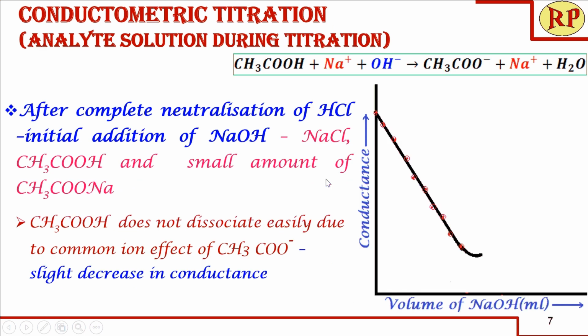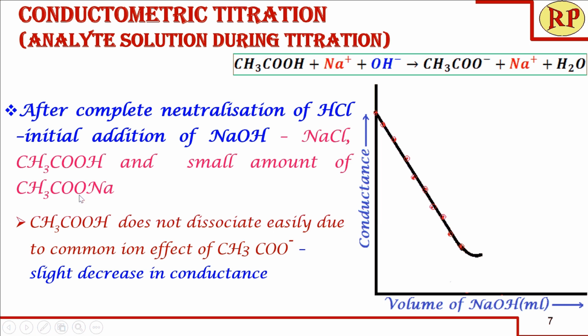Now we'll see, as we add NaOH after the complete neutralization of HCl, it starts reacting with acetic acid. After the complete neutralization, NaCl is already present in the analyte solution, which has reacted with HCl. Now we have acetic acid and a very small amount of sodium acetate, because this is the initial addition. I'm just adding 1 or 2 drops, or just 1 ml.